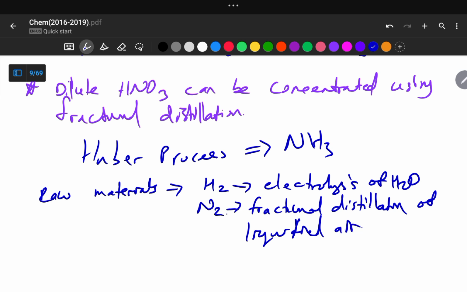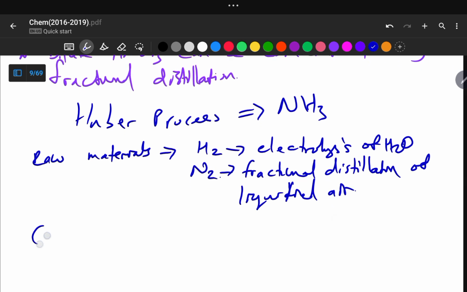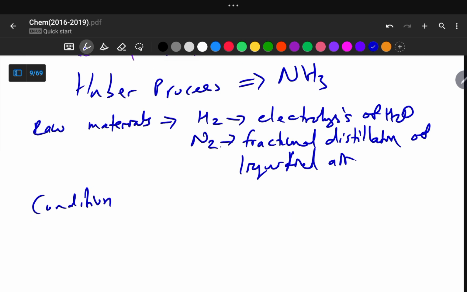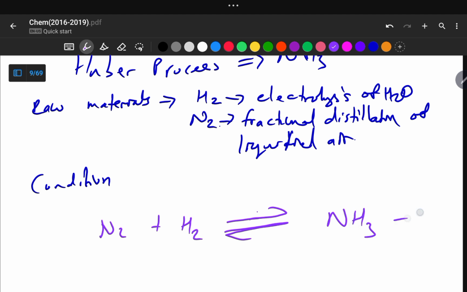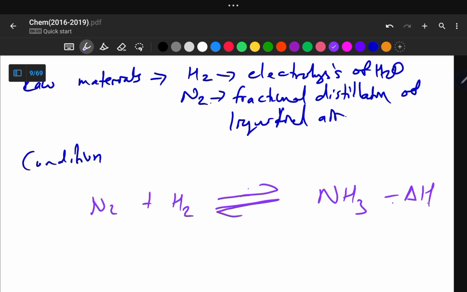So these are the raw materials and also the conditions. This is also an exothermic reaction, right? So the equation for the Haber process: nitrogen plus hydrogen to give, it is a reversible reaction, ammonia, and the enthalpy change being negative, right? So we have 2 here and then 3 here, right? So this is the equation for the Haber process.